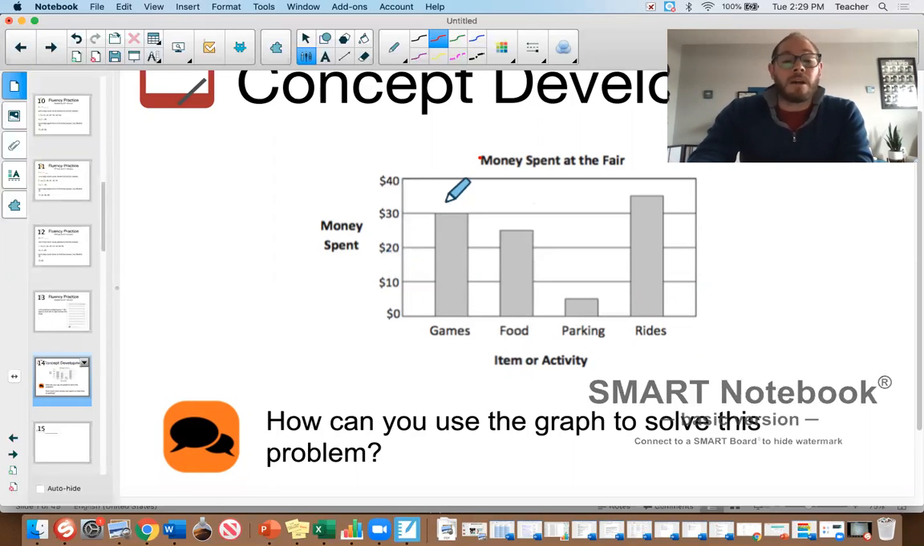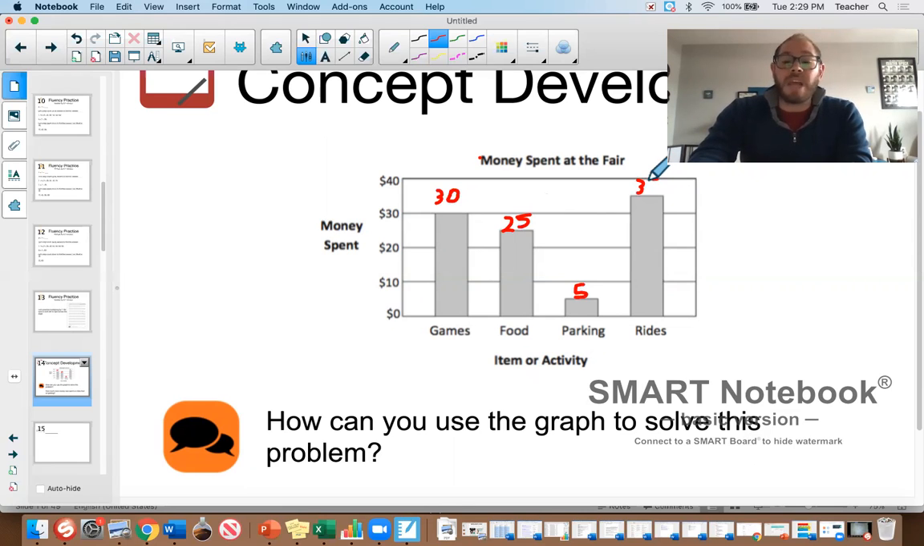Games, they spent $30, right? So I'm going to go ahead and write a 30 above it so I know. Food, it's halfway. That bar for our bar graph is halfway between the 20 and the 30. Halfway between 20 and 30 is 25. So I'm going to put my 25 there. Parking is halfway between 0 and 10. And what number is halfway between 0 and 10? That's 5. So I'm going to put my 5 there. And rides is halfway between 30 and 40. So that is $35. All right.